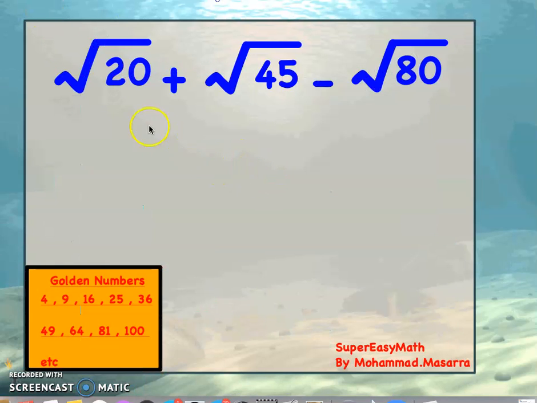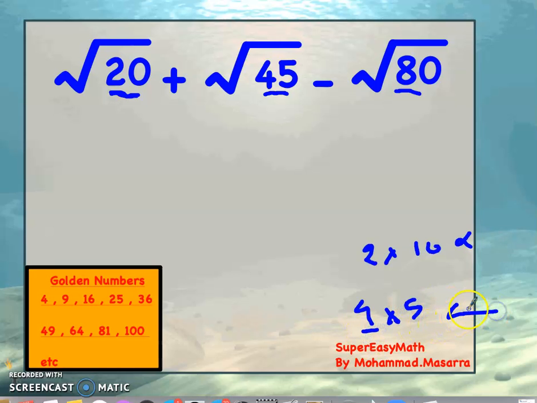Let's look at this example. So here we have different radicands. We can't just say 20 plus 45, 65 minus 80 equal to minus 16. So it will be radical minus 16. This will be wrong. What we can do is just look at 20. We'll search for factors of 20. One of them is a golden number. For example, 20 can be written as 2 times 10. But neither 2 nor 10 is a golden number, so we will not take it. 20 also can be written as 4 times 5. 4 is a golden number, so we will use these factors.